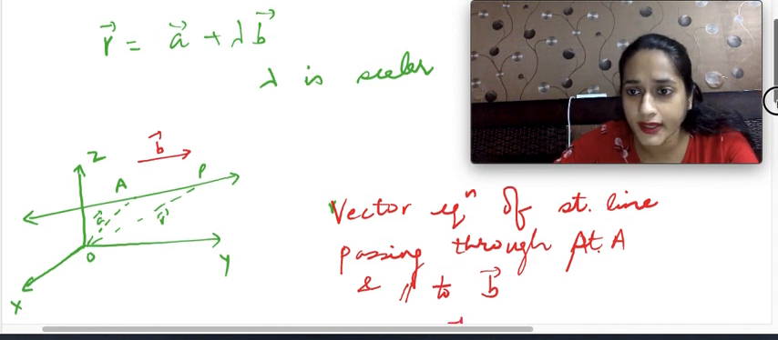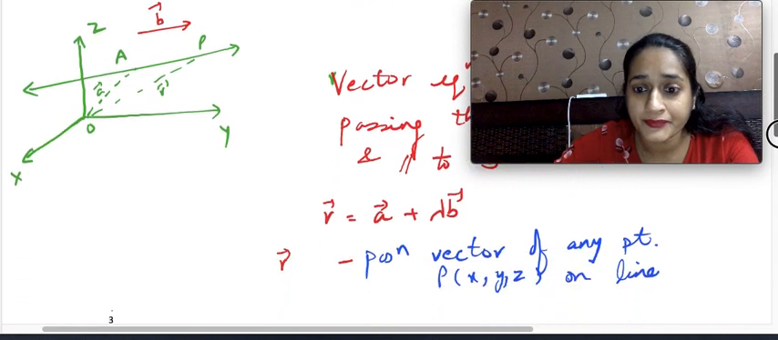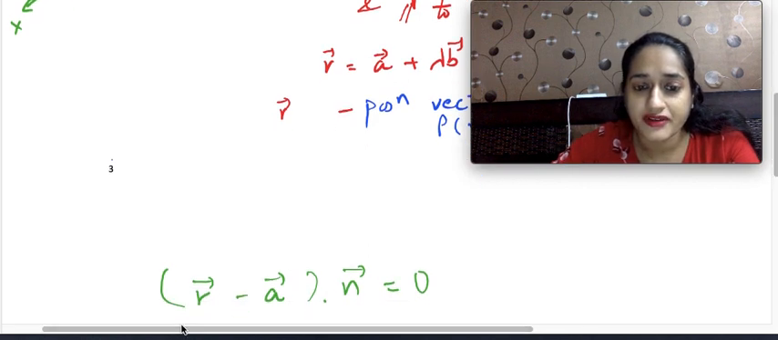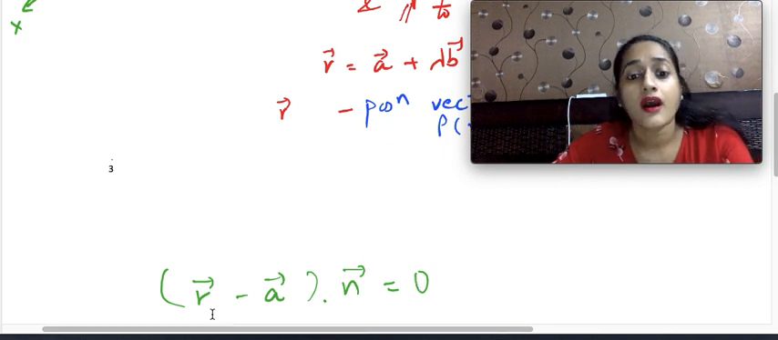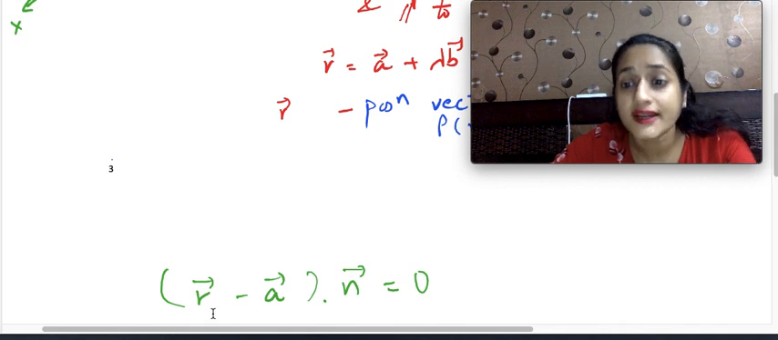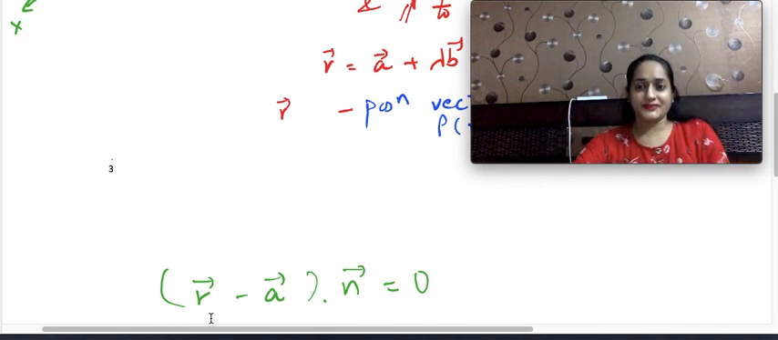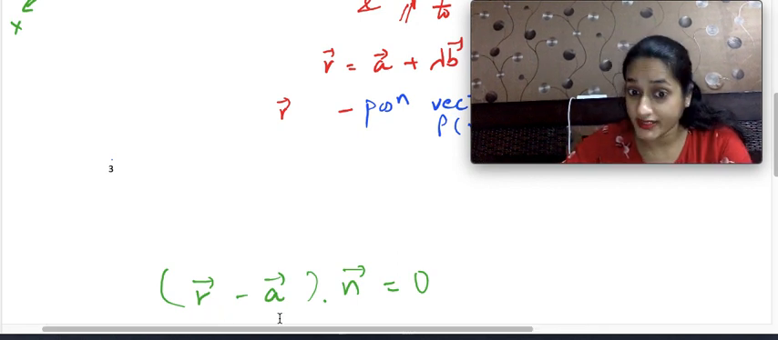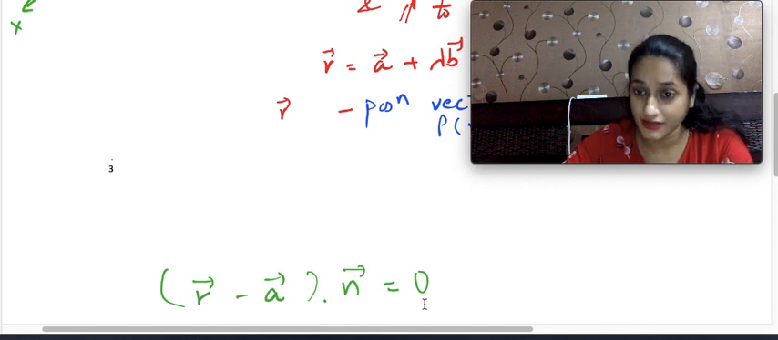Now let us quickly revise one more thing. What does this equation remind you of? r minus a dot n vector equal to 0. In your 3D you have studied this equation. What does it remind you of? Just give it a thought. It is r minus a vector dot n vector equal to 0.